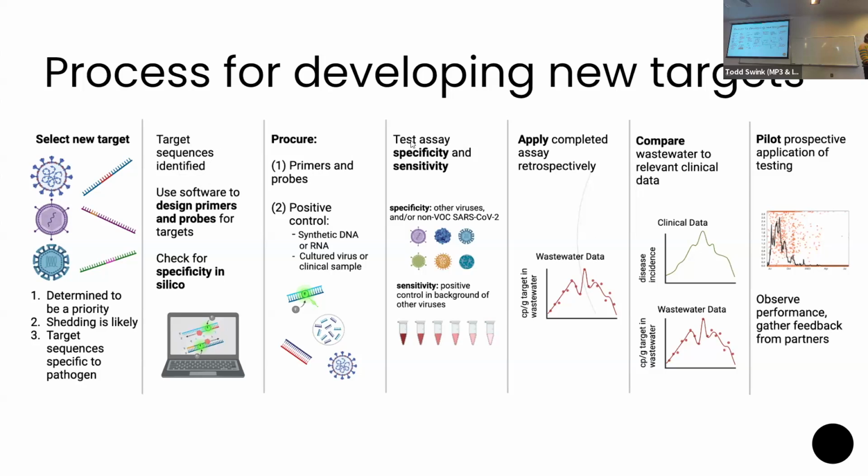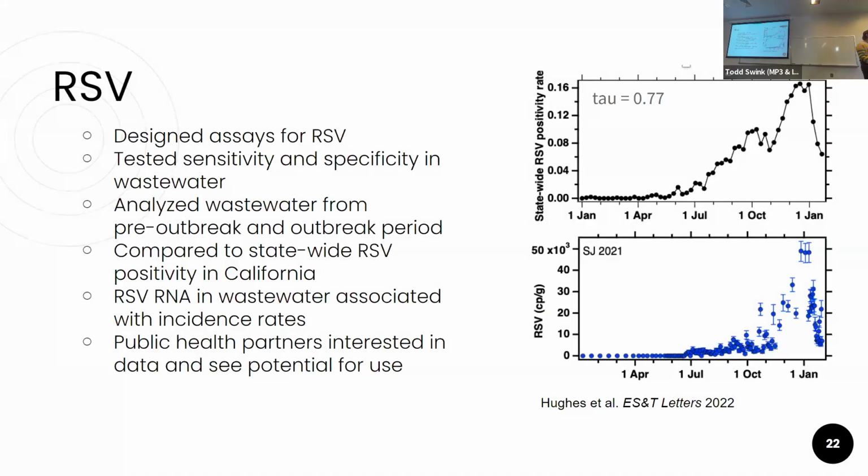Then we'll procure the materials, and test specificity and sensitivity to make sure we're really picking up exactly what we intend in wastewater and that we're very sensitive to do so. We'll apply that assay to a set of samples where we think there's some potential for detection, and compare it to relevant clinical data. If that all looks like it's matching up pretty well, we'll pilot the testing with some of the partners we have all across the country. And if it looks like it's working well and adding value to the public health departments that we work with, then we'll actually add it into the program. That is the process that we go through.